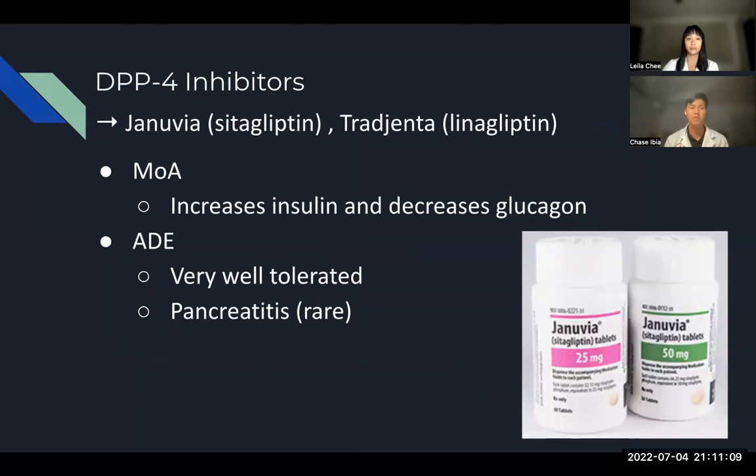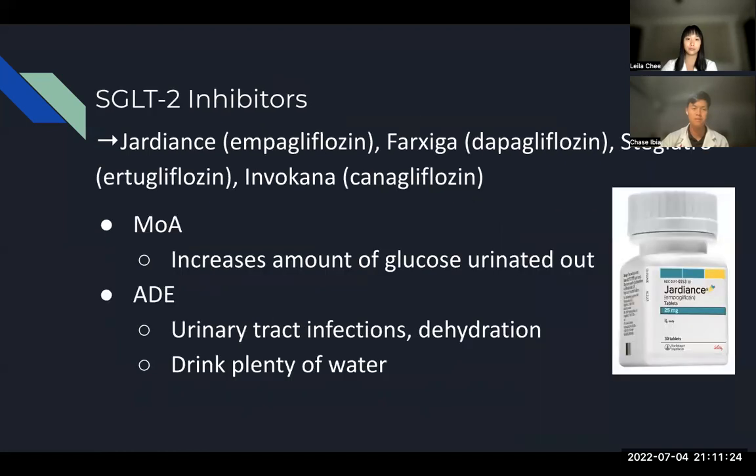Next are the DPP-4 inhibitors. Common ones are Januvia and Tradjenta. It has the same mechanism of action as the GLP-1 agonists. They're generally very well tolerated, but pancreatitis is a rare side effect for these.